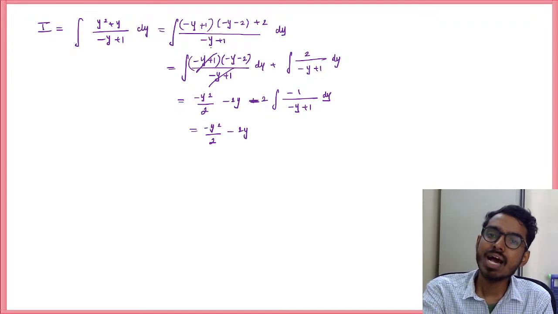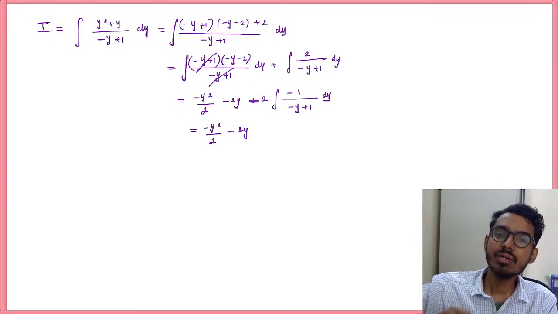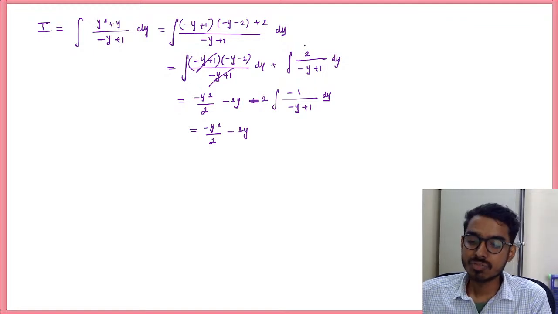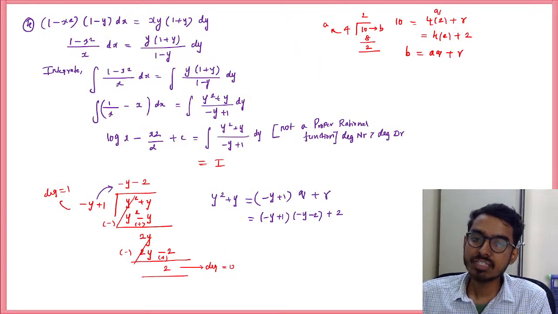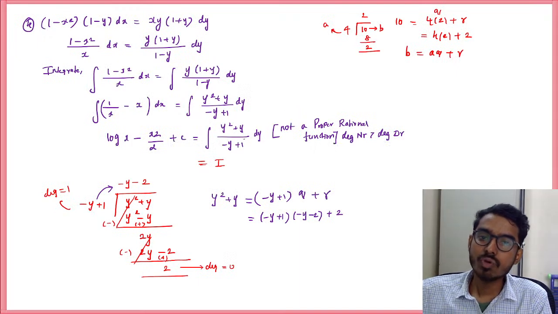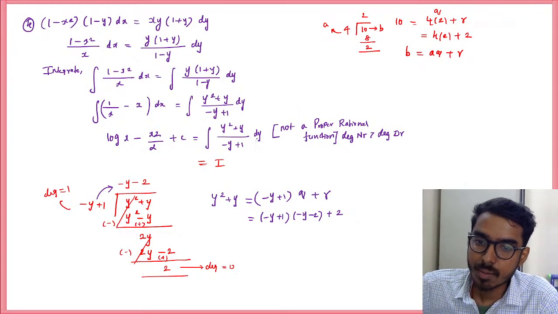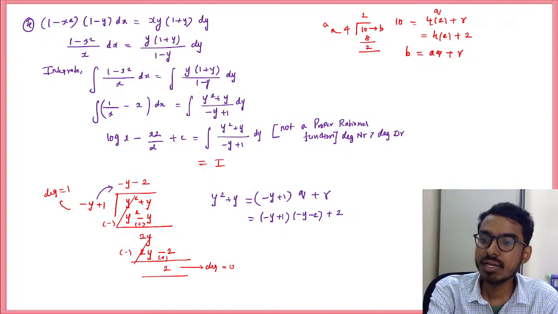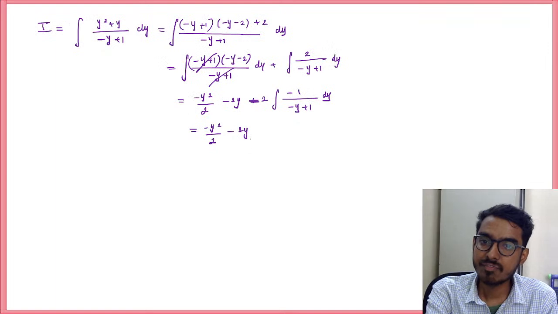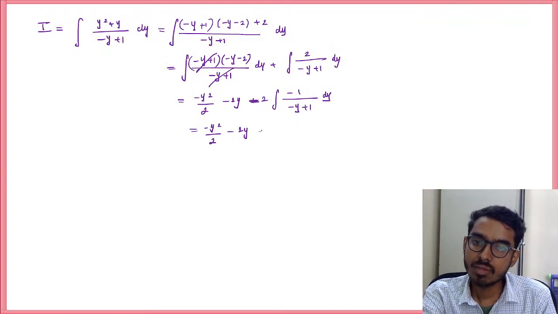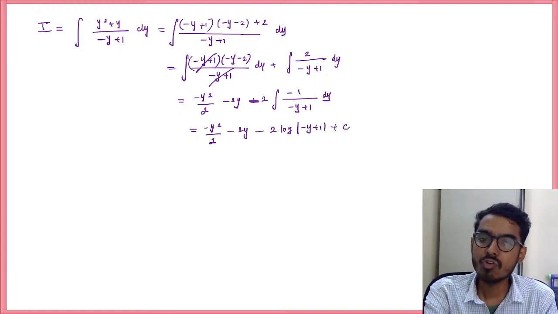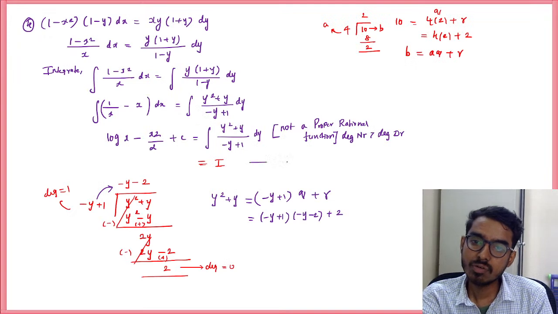You can see after the division algorithm, this is converted to a proper rational function. That is the beauty of the division algorithm, right? Originally it is not a proper rational function, as the degree of the numerator is greater than the degree of the denominator. But after doing the division algorithm, it is converted to a proper rational function, right? So minus 2y minus 2 times log of modulus y plus 1 plus c. This is the integration value for I. So this is the required solution, right?